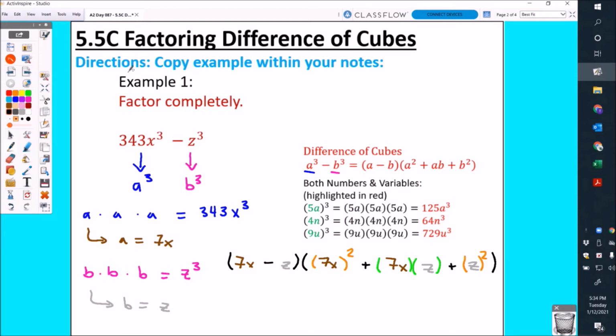All right. So the first group, the first factor, there's nothing you can do about it. You're just going to leave it the same. So I'm going to write 7x minus z.